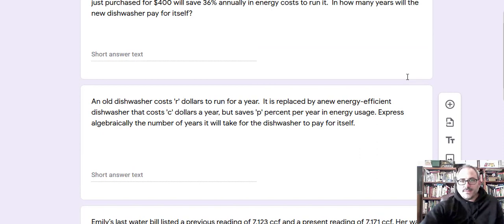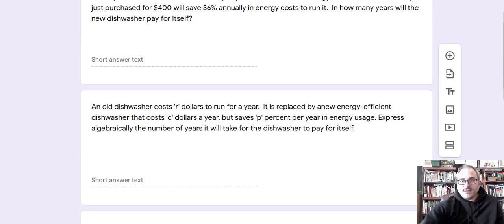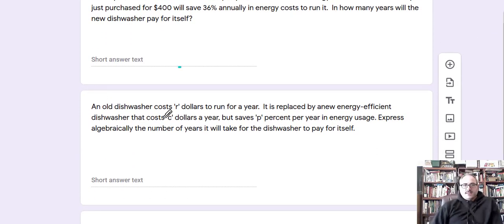Alrighty then. So let me go back. What was our first step? Our first step was to take the percentage, P. So there's our P percentage, and we're going to multiply it by the savings, right? A new energy efficient dishwasher costs C dollars a year. So the old one costs R dollars to run, all right? So R times the percentage of savings will give us a number.